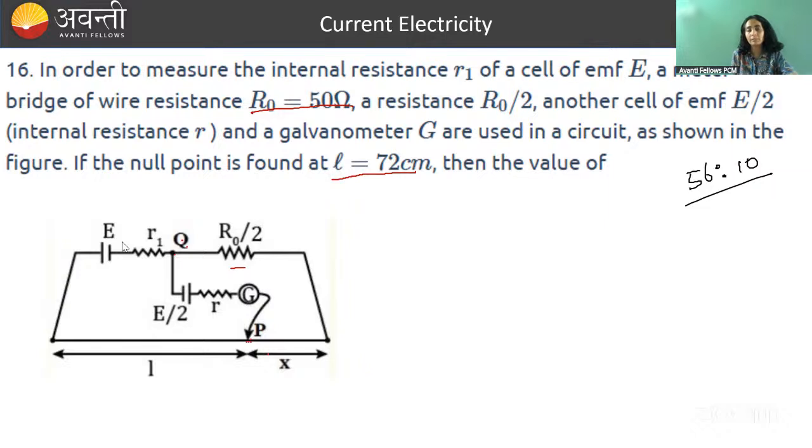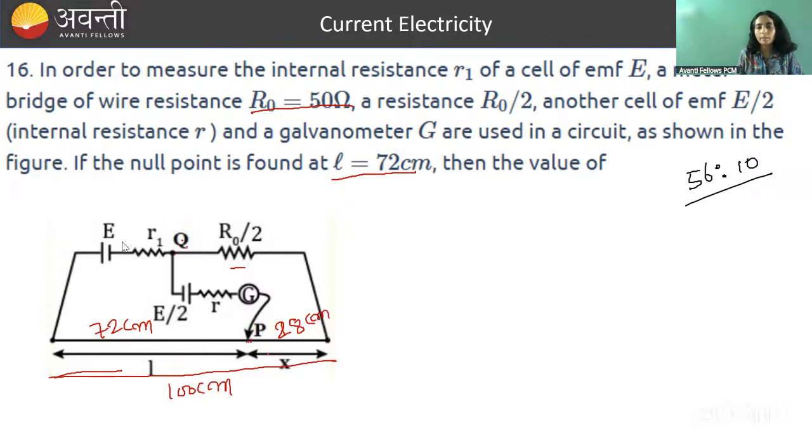When nothing is given in question regarding what is the length of meter bridge, we simply take the length of meter bridge to be equal to 100 centimeter. So if this is 72 centimeter, then this will be how much? 100 minus 72 करोगे आप. This will be equal to 28, right? Yes, this is your how much? 28 centimeter.